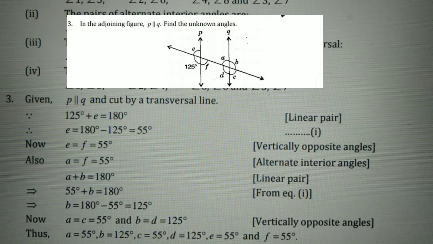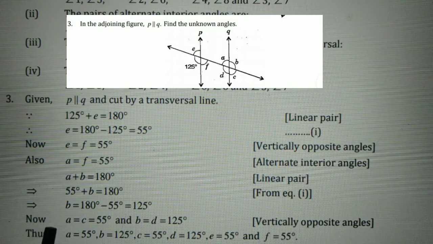You can use any property, either corresponding angle, vertically opposite, or the linear pair. There are so many properties by which we can find out angles. Now A is also equal to F, which is 55, because they are also alternate interior angles. And what about the next? A plus B is equal to 180 degrees. They form a linear pair.